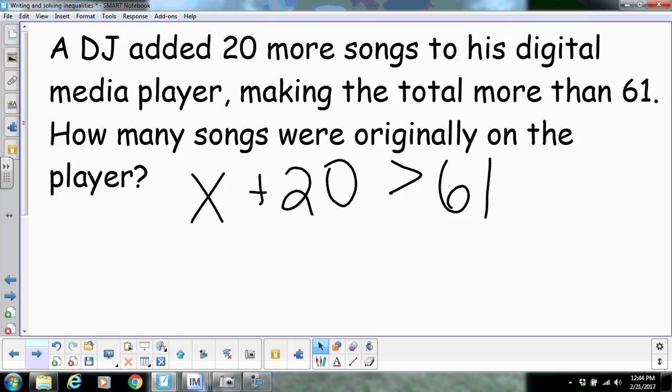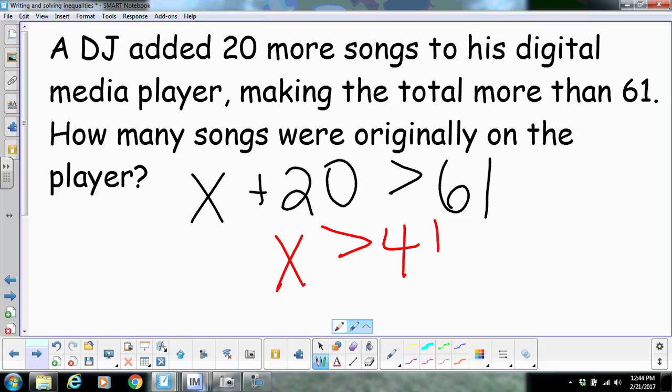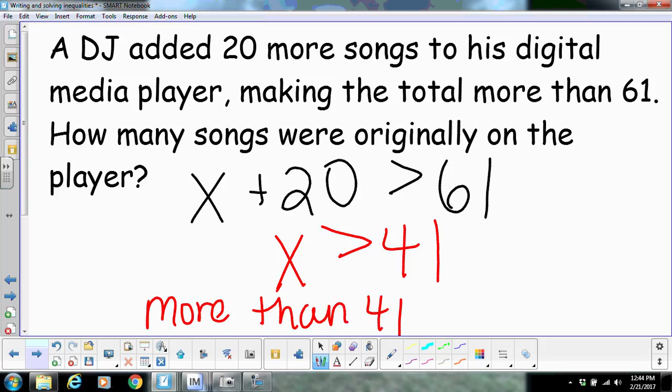All right, what'd you get here? All right, X is greater than 41. So he had how many songs to begin with? He had more than 41. Could he have had 41? No. If he had 41, he wouldn't be more than 61 whenever he added 20. He had more than 41 songs.